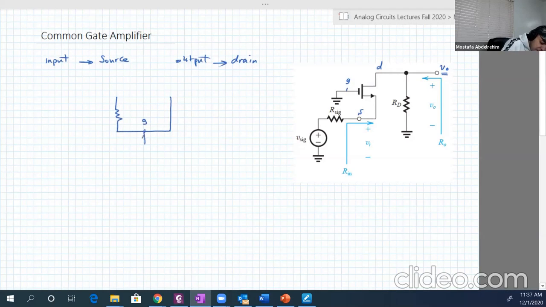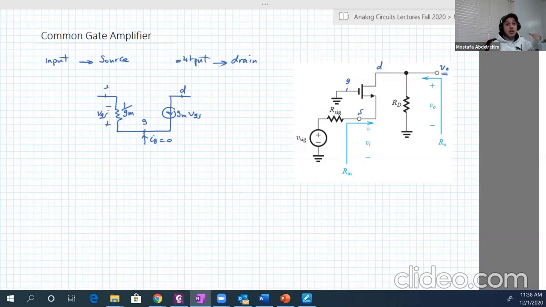Here you have the gate, and remember that the gate current is all the time equal to 0. So whenever it's connected here, the current into the gate is 0. And you have here gm VGS, and here is the drain, and here is the source, and this is 1 over gm. And remember, the polarity of VGS is in that way. The positive is always near the gate and the negative is at the source, because it's called VGS, the voltage of the gate with reference to the source.